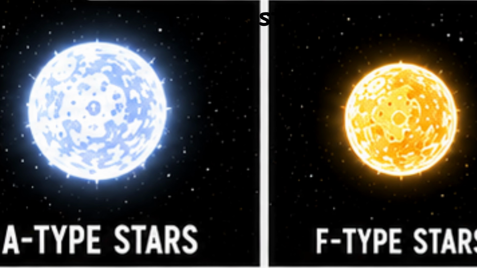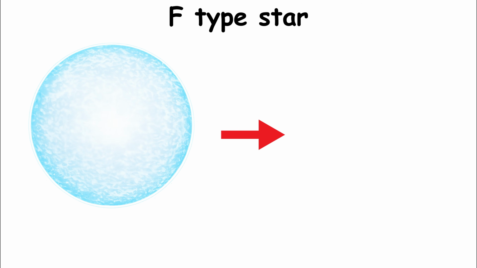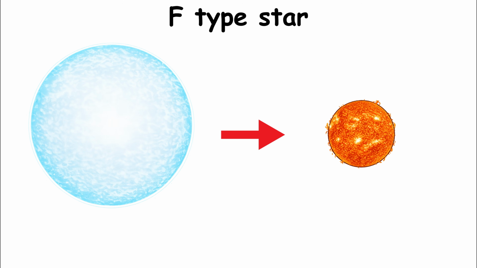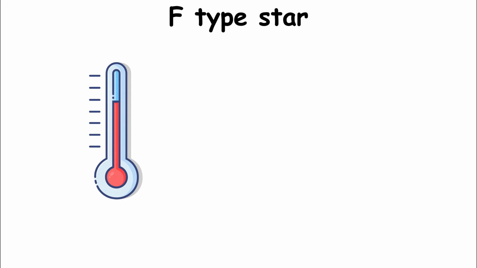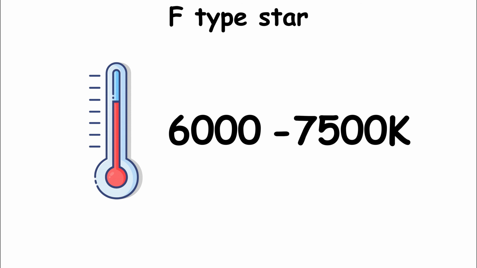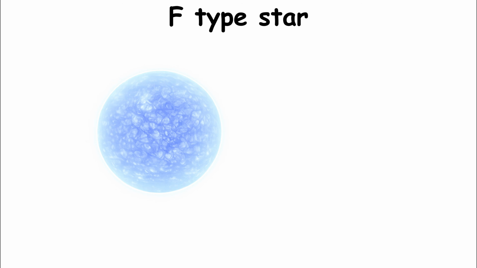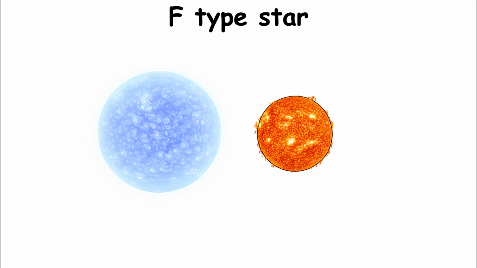F-type stars serve as a transition between the hotter white stars and the cooler yellow stars. Their surface temperatures range from approximately 6,000 to 7,500 Kelvin. These stars are slightly larger and more massive than the Sun, and possess moderate lifespans.